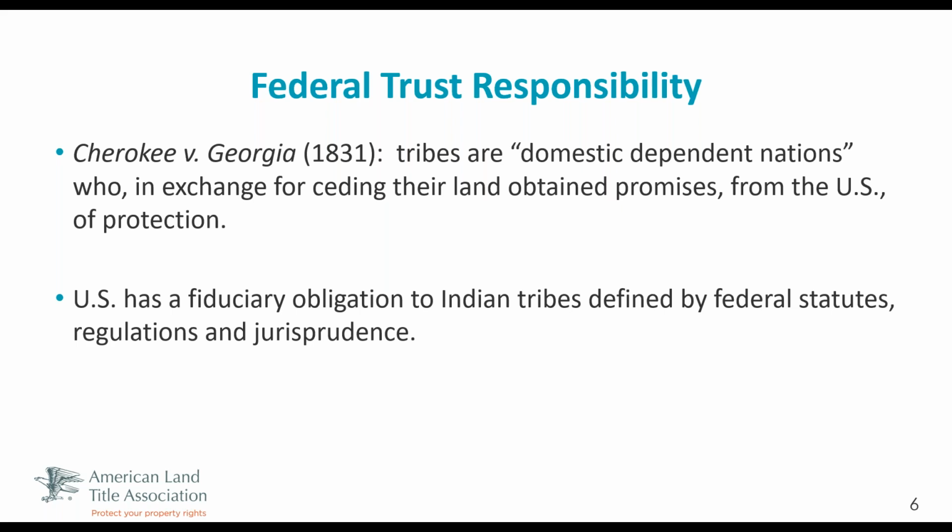The federal trust responsibility has been around for many, many years, articulated in Cherokee versus Georgia, one of 3 cases back in the 1830s that are very significant to the basic black letter of federal Indian law. In Cherokee versus Georgia, the court declared that tribes are domestic dependent nations who, in exchange for ceding their land, got promises from the United States to protect tribes and their assets.